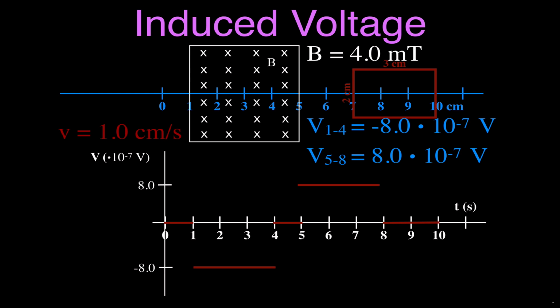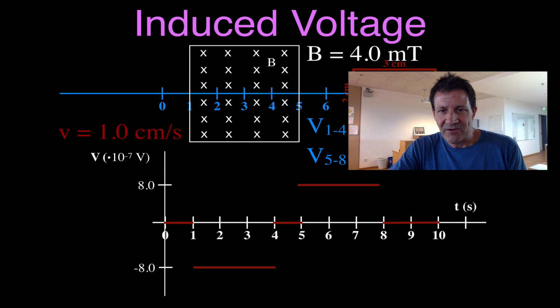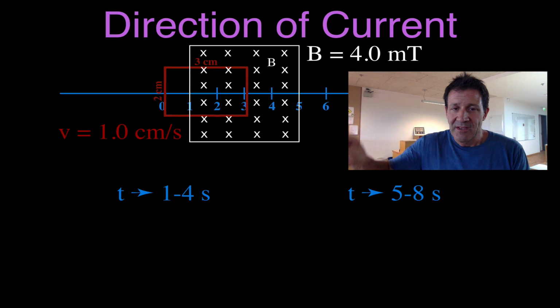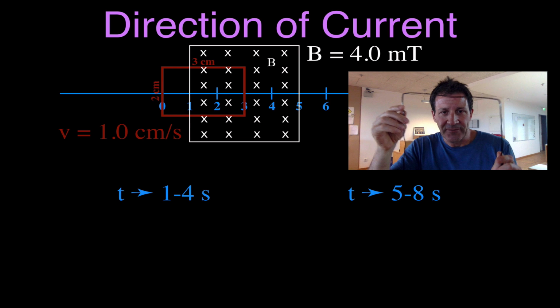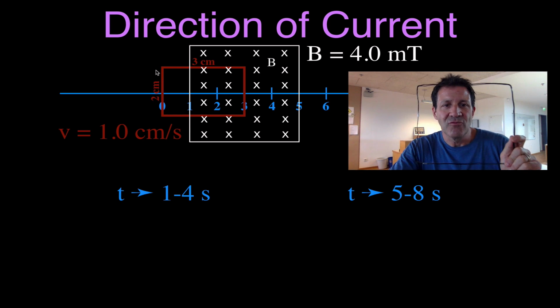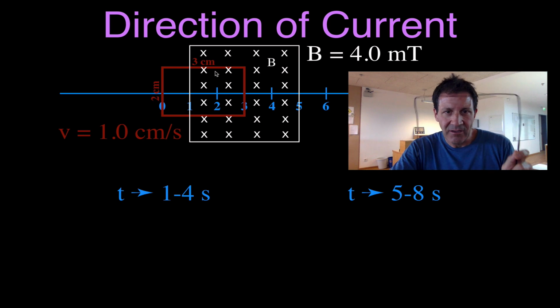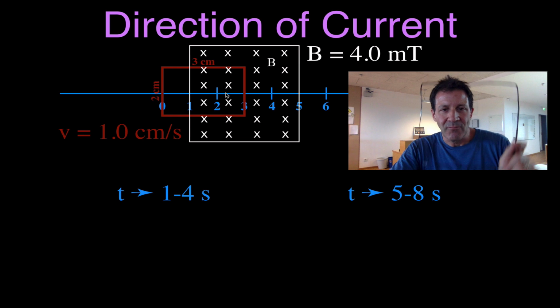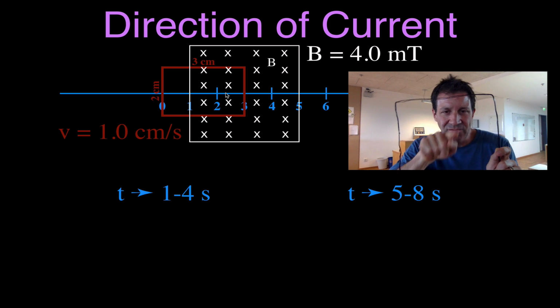All right, now there's one more thing we want to do. We want to figure out the direction of the current. Now this is my coil of wire. When the coil is moving in, it goes with Lenz's law. When the coil is moving into the magnetic field, there's an increasing amount of magnetic field in the coil, and that magnetic field is directed into the page.